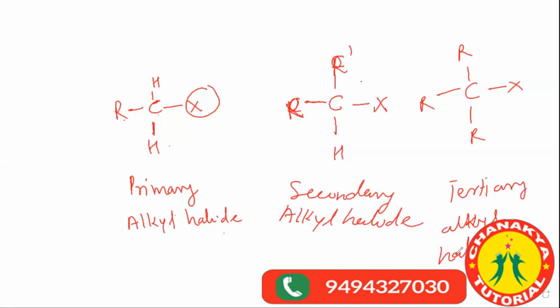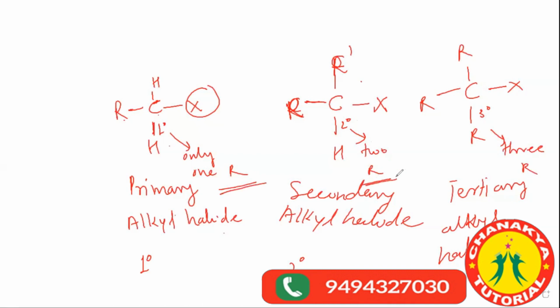And these generally are replaced with the numbers. Primary in this manner, secondary in this manner, and tertiary in this manner. Why is this so? Because this carbon is a primary carbon, this carbon is a secondary carbon, this carbon is a tertiary carbon. Primary carbon is attached to only one alkyl group, right? Secondary carbon is attached to 2 alkyl groups, and tertiary carbon is attached to 3 alkyl groups. These can be the same or different. These things you need to keep in your mind. Understood?